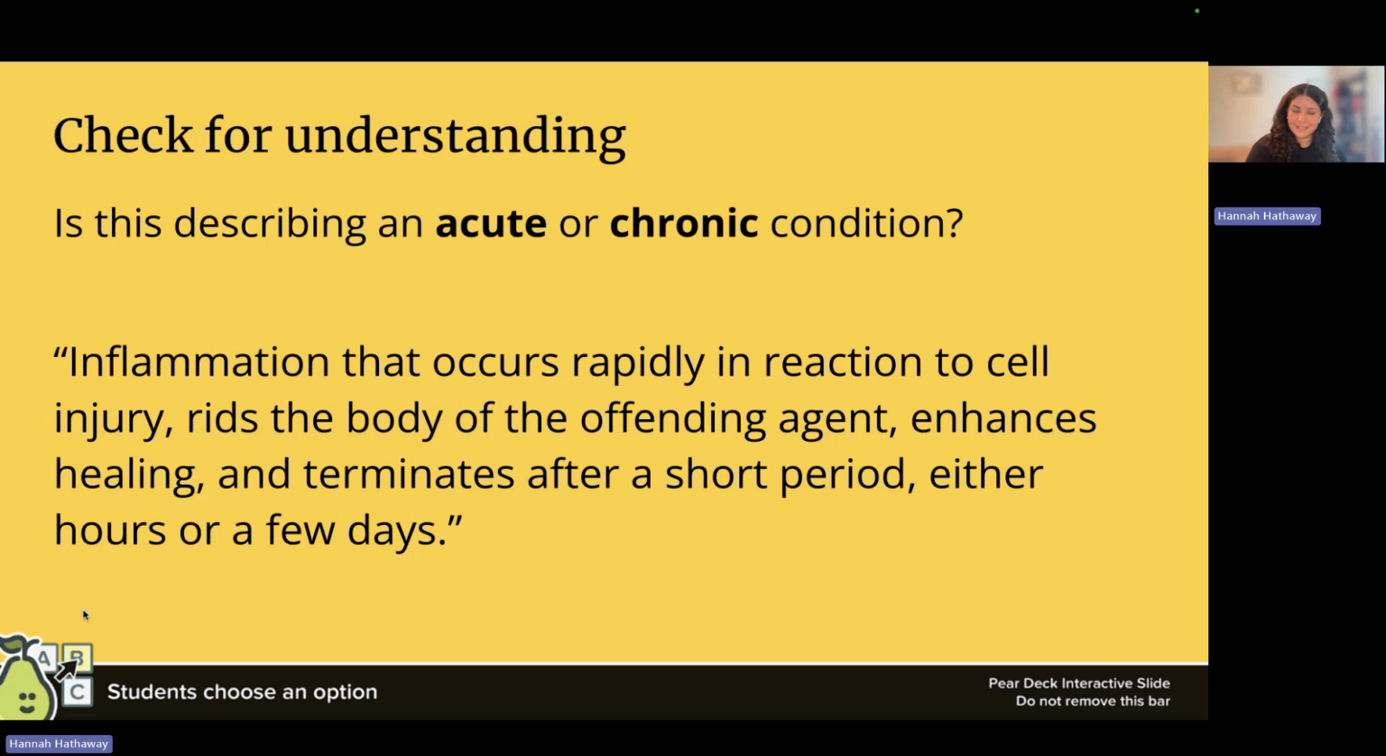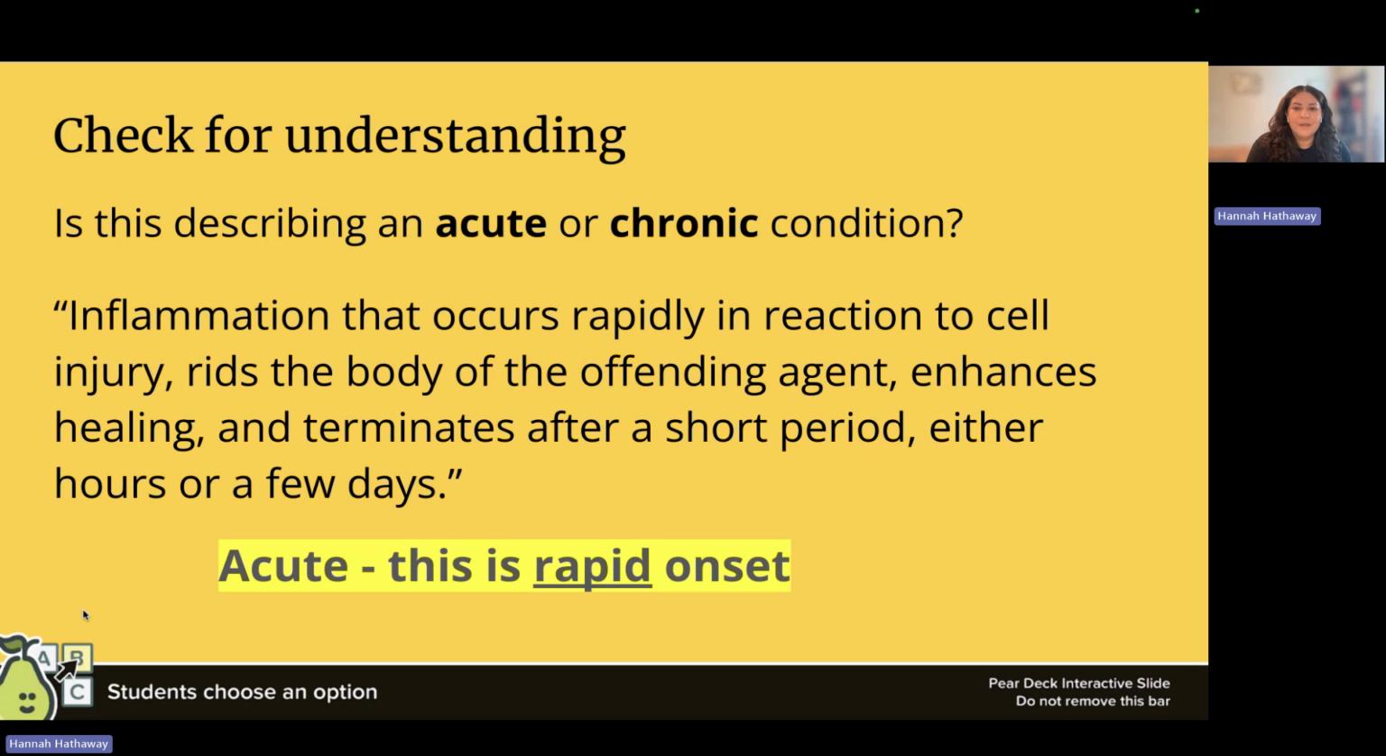Okay, check for understanding. Once again, read the question, then pause the video and unpause it when you want to check your answer. Okay, so this condition, inflammation that occurs rapidly in reaction to cell injury, rids the body of the offending agent, enhances healing, and terminates after a short period, either hours or days. This says it occurs rapidly, so this is acute onset. This would be considered acute inflammation. Very good.